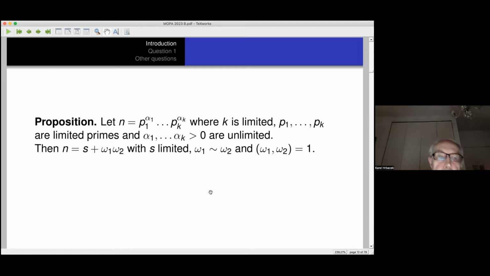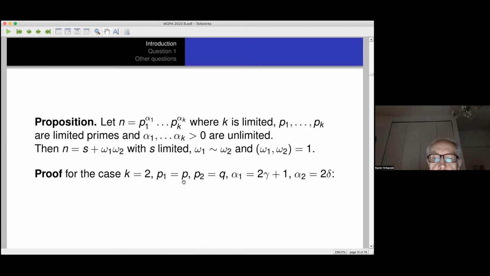Okay, so again, it involves some factoring. So I will give the proof for the special case when there are just 2 primes, let's say P and Q, and let's say the exponent alpha 1 is odd, and the exponent alpha 2 is even. The general case follows the same ideas.